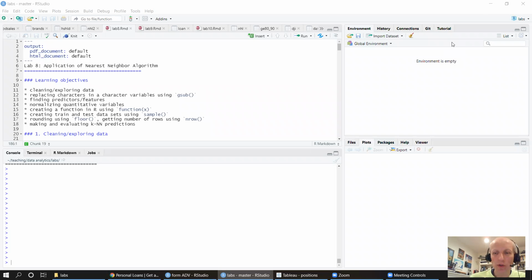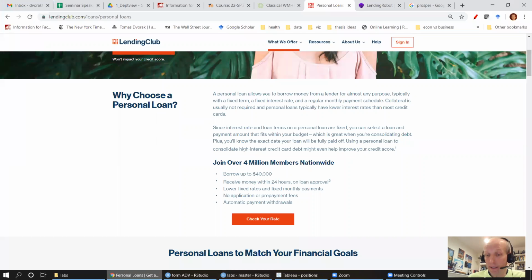In Lab 8, we're going to apply the nearest neighbor algorithm to predicting which loans will be repaid and which loans will not. We're going to use data from a lending platform, Lending Club. It's a peer-to-peer lending platform. These platforms emerged in the early 2000s, where people started to use the internet to lend money to each other. This was a great innovation.